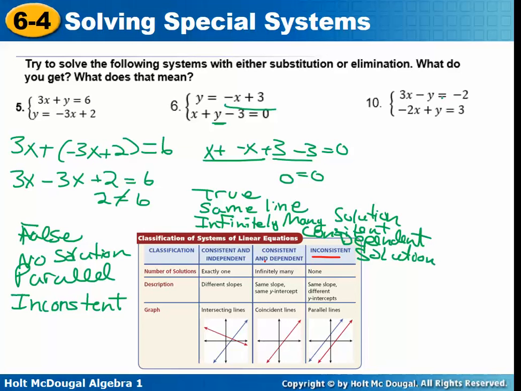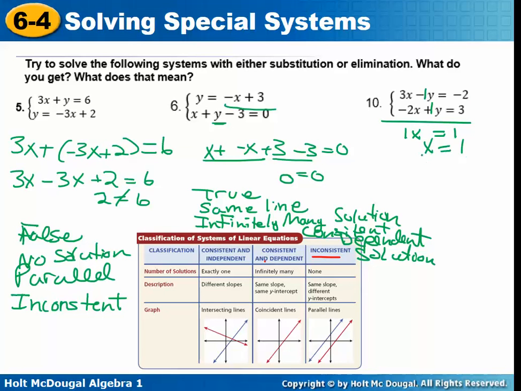3x minus y equals negative 2, and negative 2x plus y equals 3. Finally, I get to use elimination on one of these. This one is set up for elimination because I have minus 1y and plus 1y. So I can add these together. 3x minus 2x is 1x. The y's will cancel. I'll have negative 2 plus 3 is 1. You're going to get x equals 1.